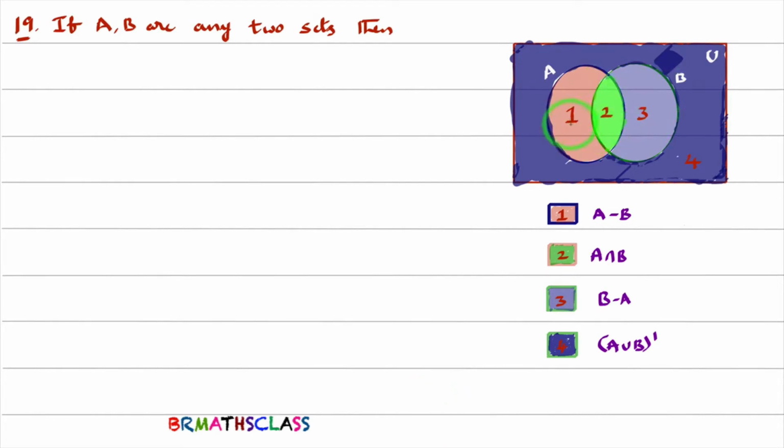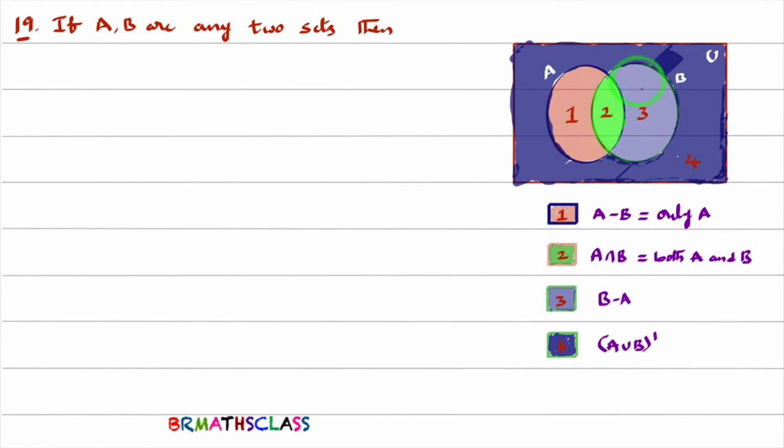What is part 1? Part 1 means A but not B. This part 1 is A but not B, which is written as A minus B. A minus B means all the elements present in A but not in B. Simply I can write it as only A. Now second part. Second part is A intersection B. What is this A intersection B? The elements present in both A and B. Just to understand, I am writing like this. A intersection B means the elements present in both A and B.